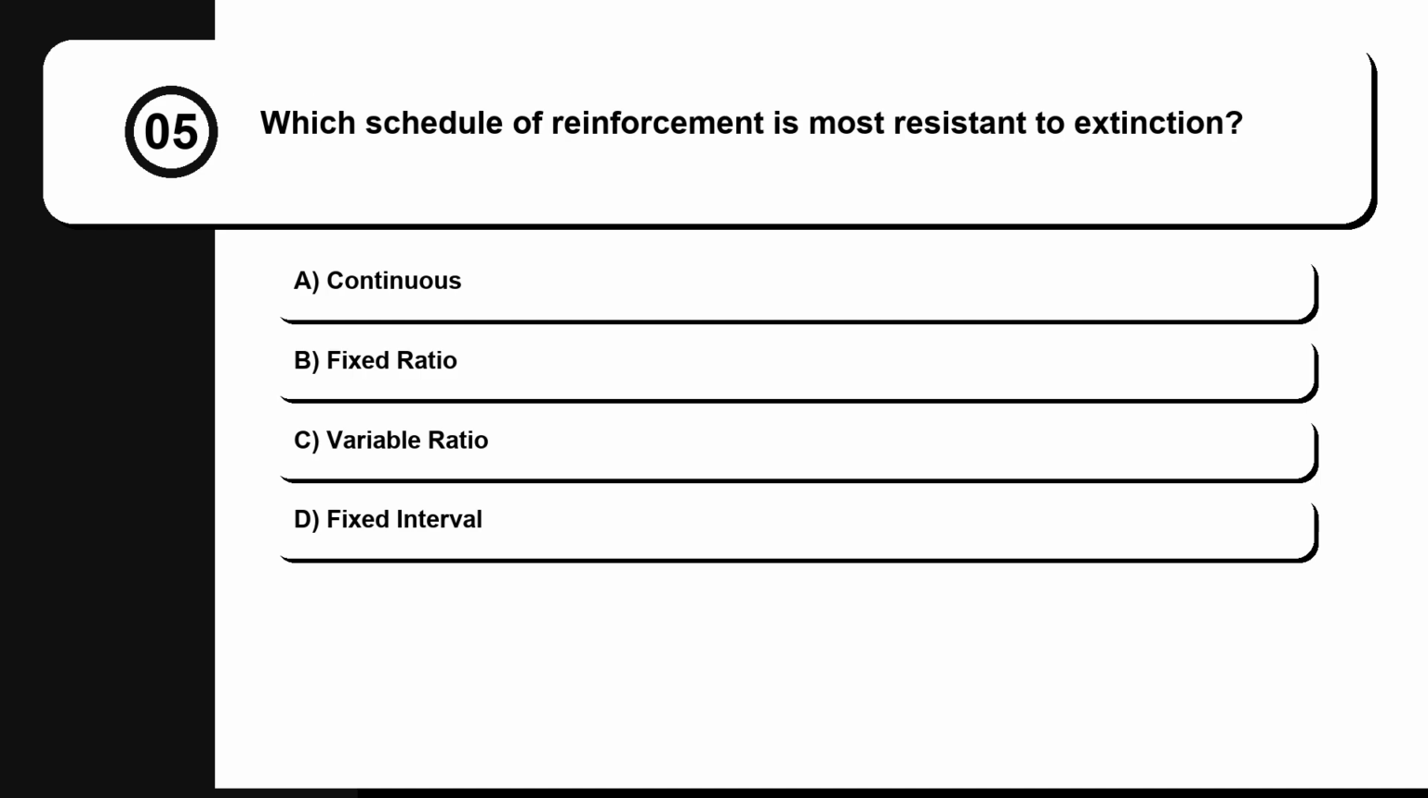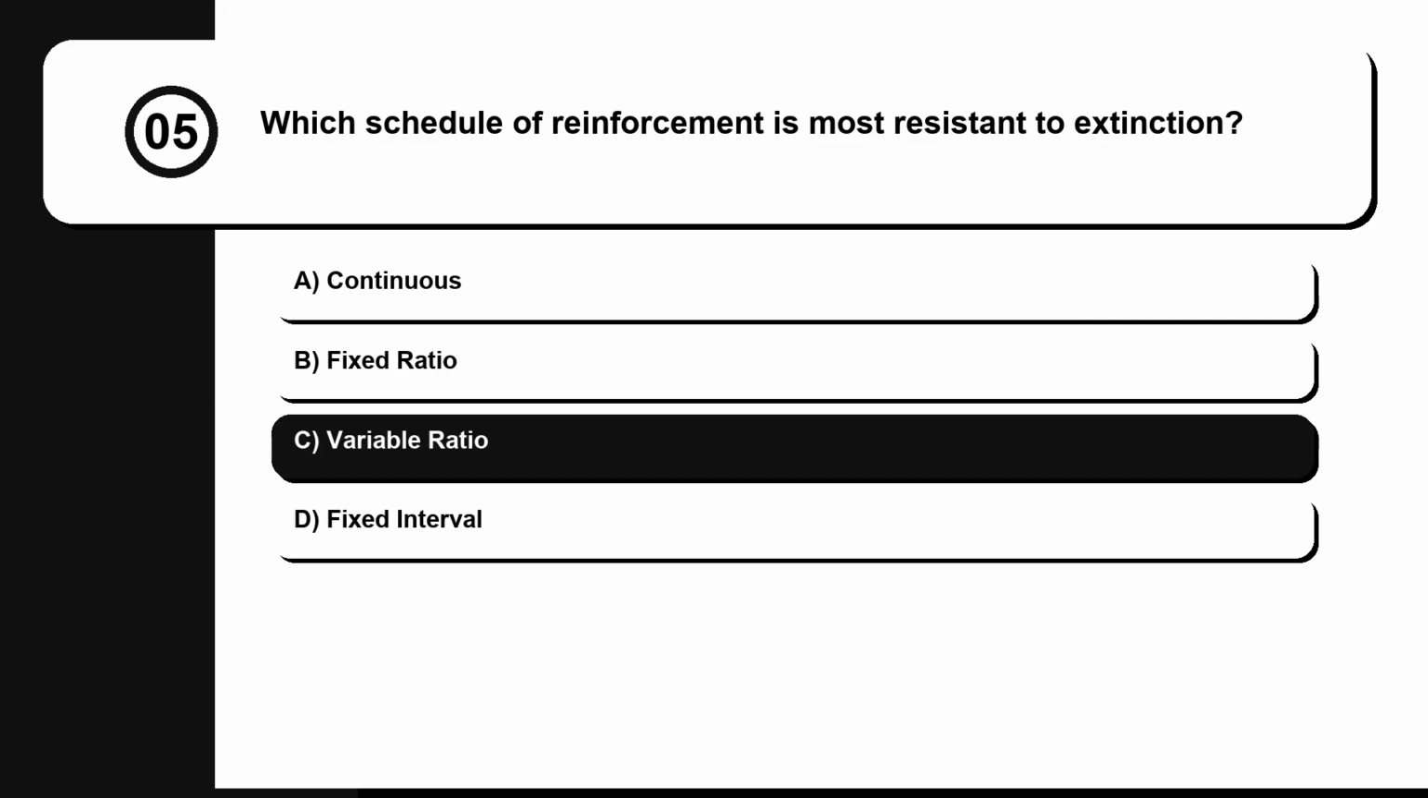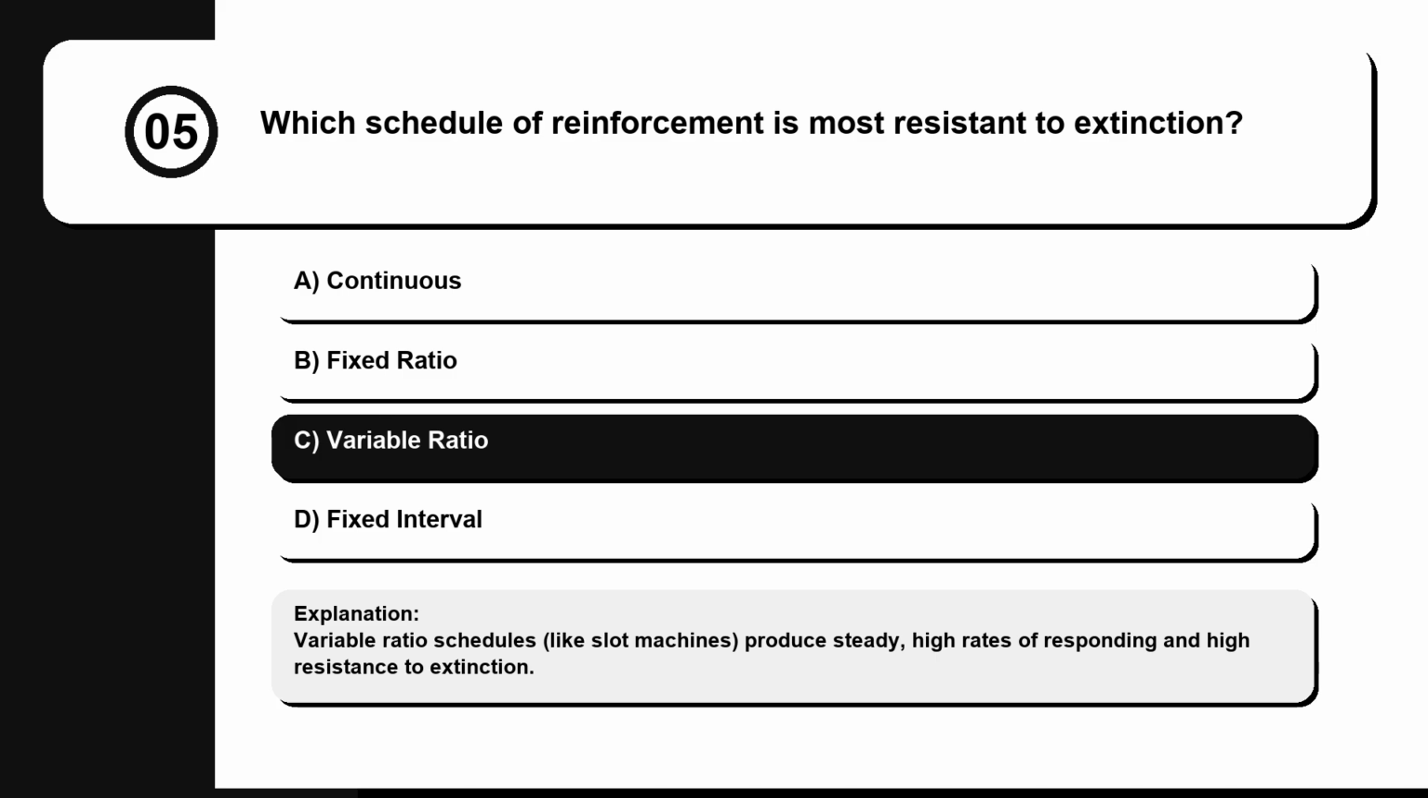Question 5. Which schedule of reinforcement is most resistant to extinction? A. Continuous, B. Fixed ratio, C. Variable ratio, or D. Fixed interval. The correct answer is C. Variable ratio. Variable ratio schedules, like slot machines, produce steady, high rates of responding and high resistance to extinction.